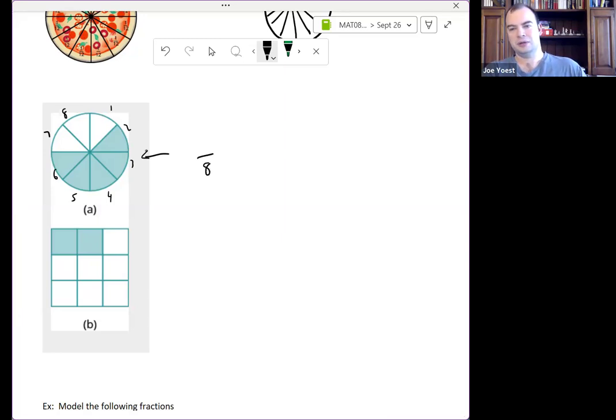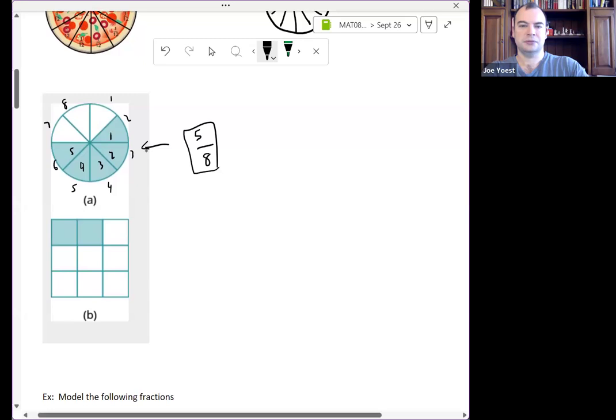And how many of those slices are shaded? 1, 2, 3, 4, 5. So the shaded portion here represents 5/8. The entire circle is split into 8 equal sized slices, and the shaded portion is 5 of those slices. So I could think of parts of a circle.